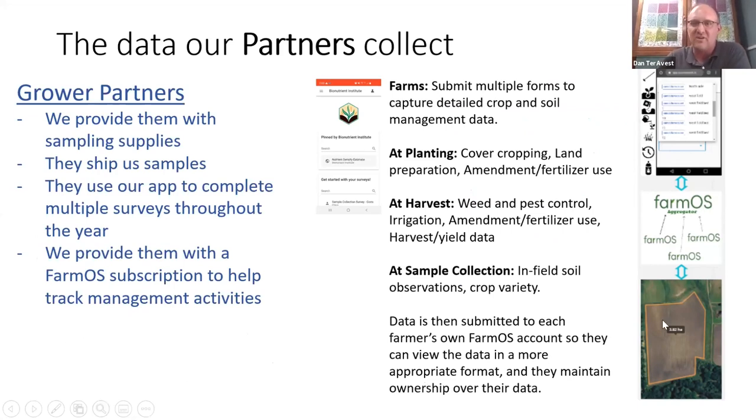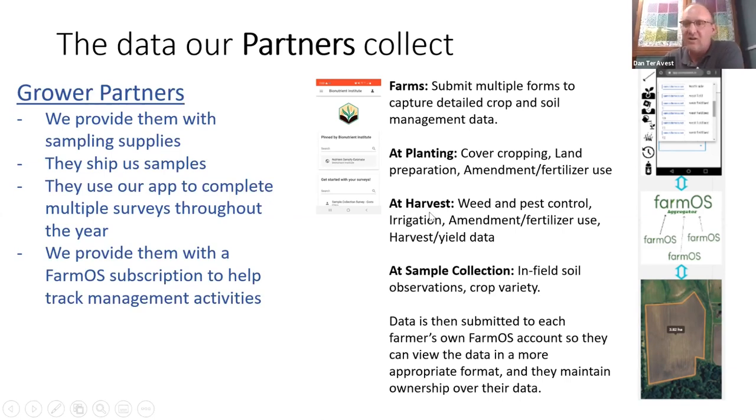So when they plant that crop, that carrot or that kale or whatever, they're going through a detailed survey and they're asking, was this cover cropped? If it was cover cropped, what species were in the mix? How did you prepare your land for planting? Solarization, tillage, other no-till practices? If it was tillage, what was the implement used? How many passes? How deep were you tilling? Very granular data. What amendments or fertilizers did you use?